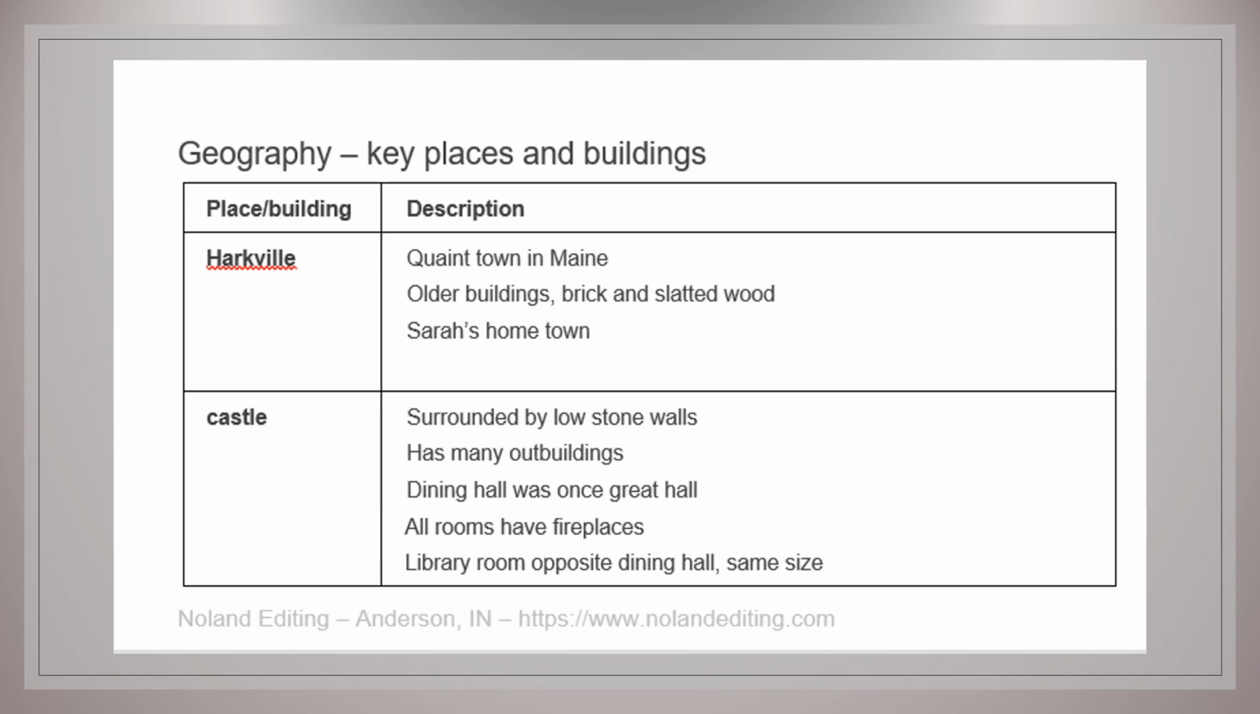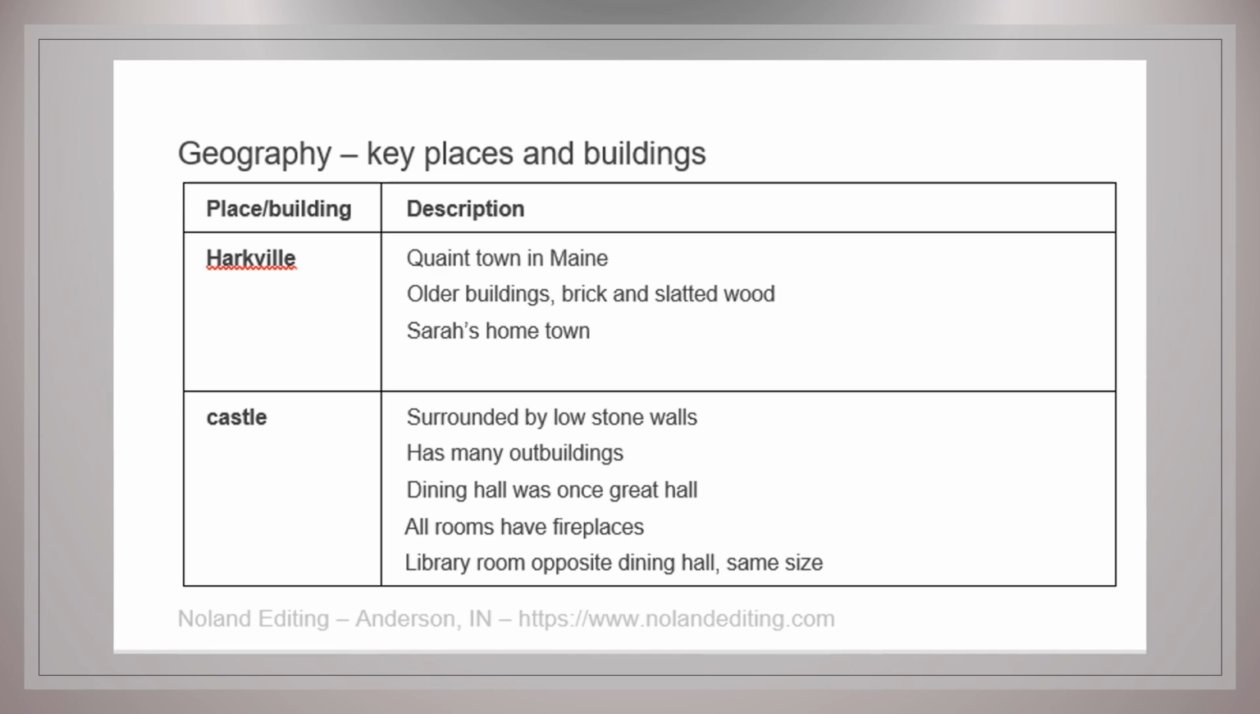The geography section will contain country layouts, descriptions of towns, buildings, dwellings, but only the pertinent ones. If it's simply mentioned that the character's from the new state of Texas and it has no bearing on the story, then it doesn't need to be documented here.